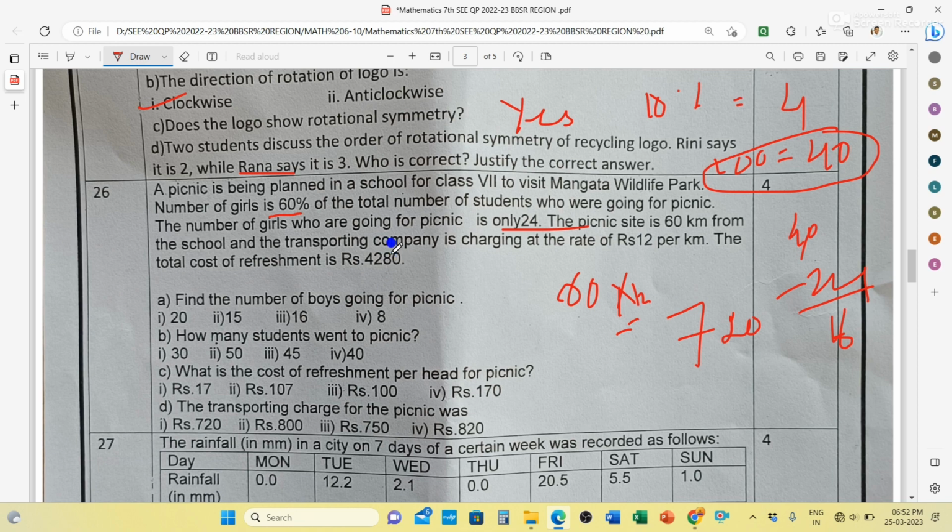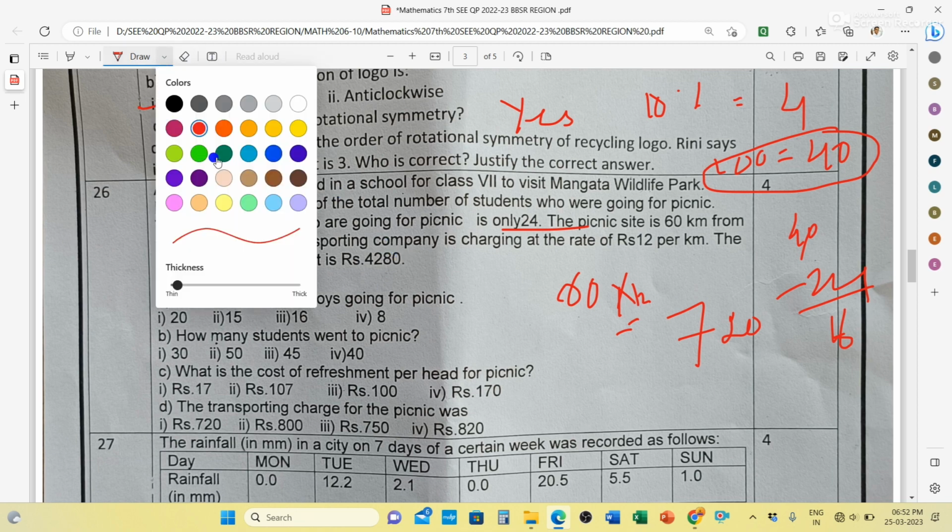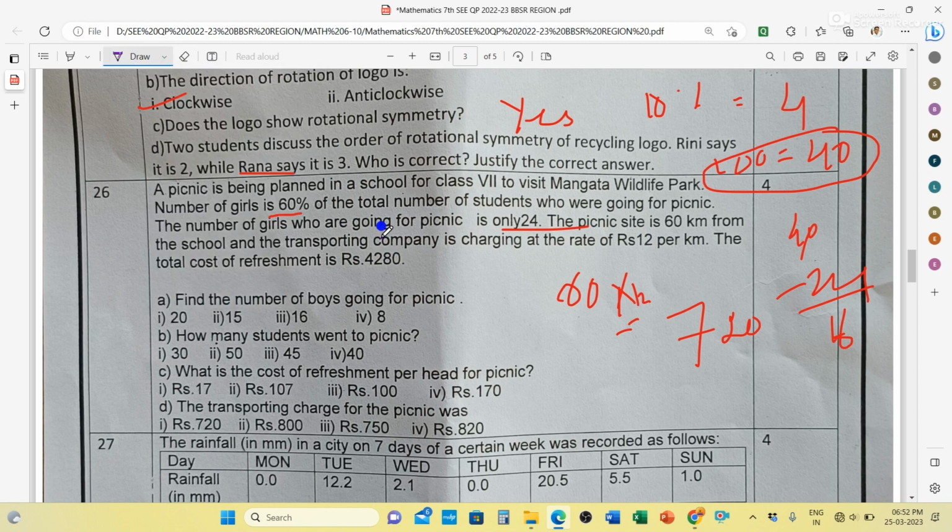4280. Okay, now we will solve the questions that are provided below. Find the number of boys going for picnic. Here we find the number of boys, that is 16, right? Number of boys is 16. Then how many students went to picnic? Here we find, okay, 40.